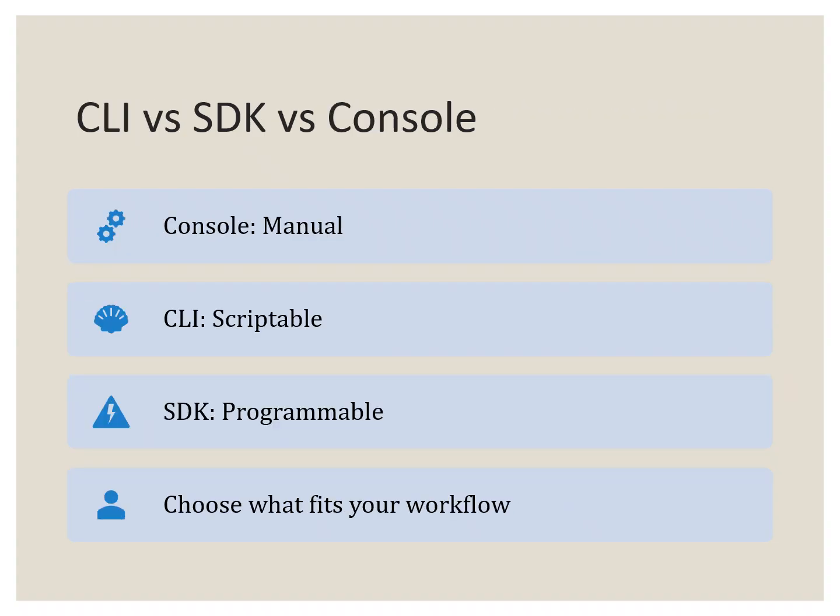Command Line Interface, Software Development Kit, and the console. The AWS console is easy to use and great for quick tasks. The CLI is faster and better for automation, perfect when you don't want to click around. The Software Development Kit is used in code when building real apps that talk to AWS. So use the console when you're exploring, the CLI for scripts, and SDK when writing actual programs.